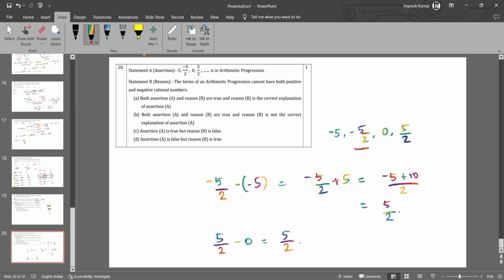So in all the different cases, we have the same common difference. So the first assertion statement is true, right? Minus 5 by 2, 0, 5 by 2 is in arithmetic progression.